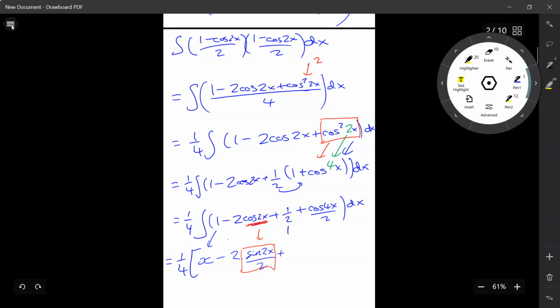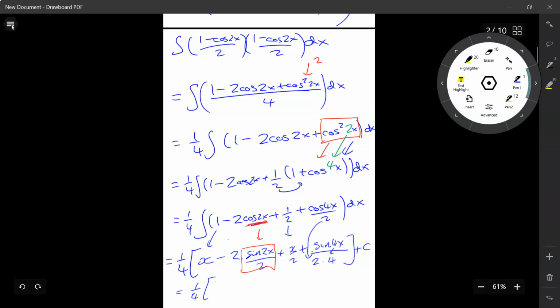This one here is x over 2, a half x. And then this one here is the integral of cosine 4x, which is sine 4x. It's already over 2. I have the 2 here, I bring it down, and then I divide by the coefficient of x. So if I do this, I have a quarter of my constant of integration.